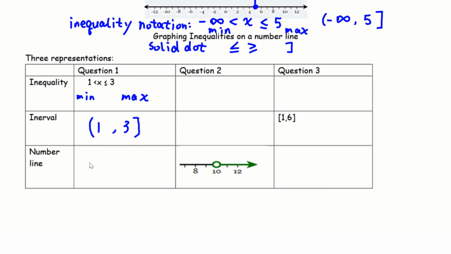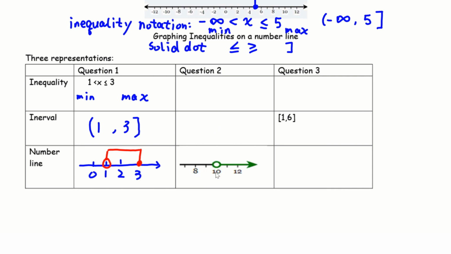And on the number line, we draw a number line, so 1, 2, 3, and we know that the squared bracket is a solid dot and the regular bracket is an open dot. From 1 to 3, minimum to maximum, this is equivalent to x greater than 1, less than or equal to 3. The solutions for this inequality are from here to here.